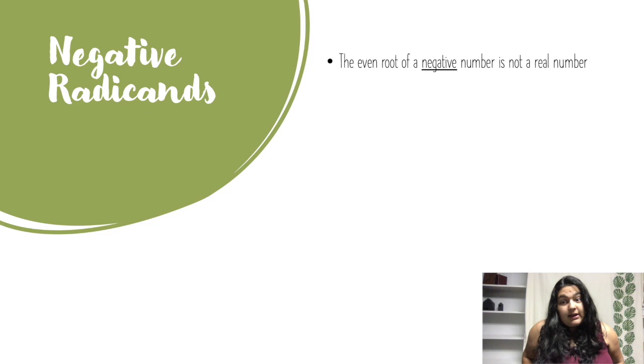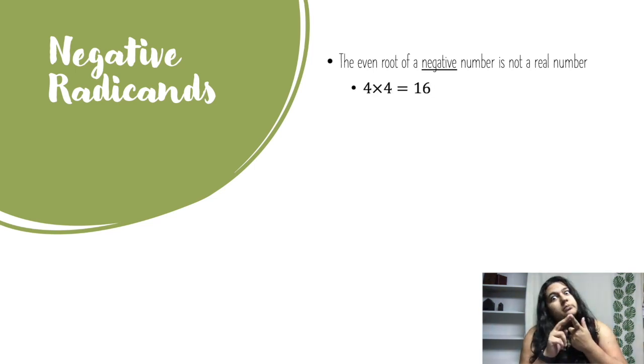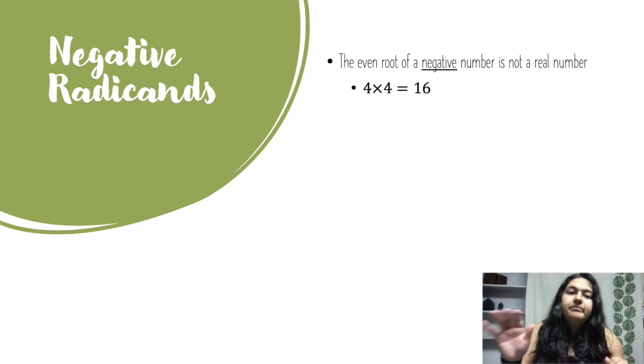Negative radicands. An even root of a negative number is not a real number. Let me say that again. The even root of a negative number is not a real number. So even roots means square root, fourth root, sixth root, eighth root, even numbers, okay?